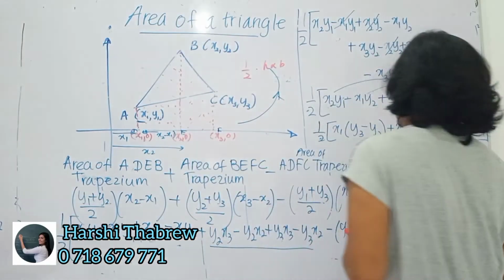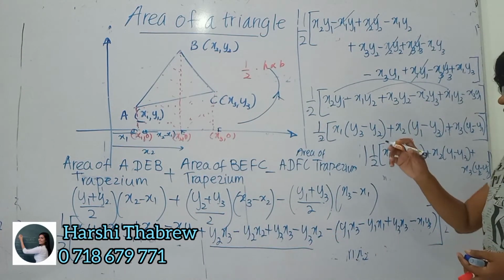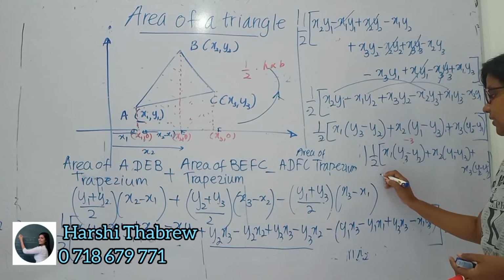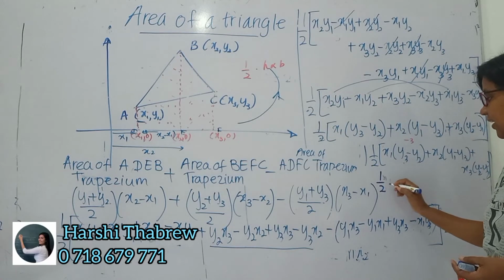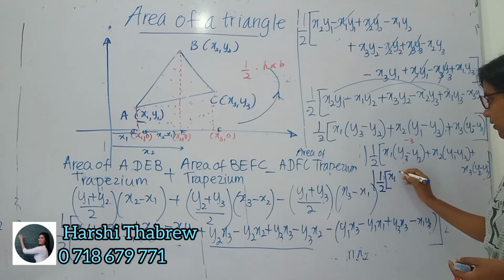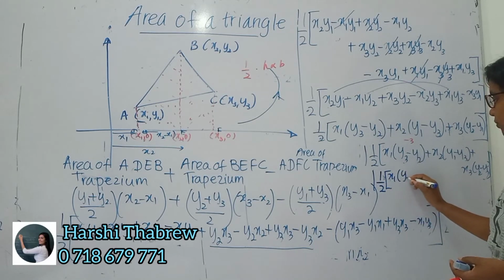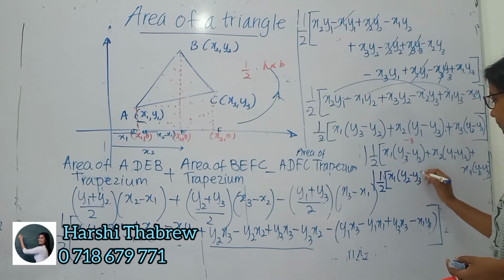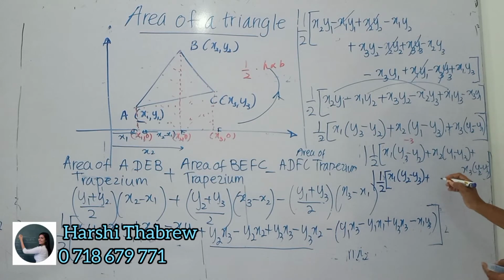Since we consider the modulus of this, to find the area of ABC triangle, we can write it like that: modulus of half times x1 times y2 minus y3 plus x2 times y3 minus y1 plus x3 times y1 minus y2.